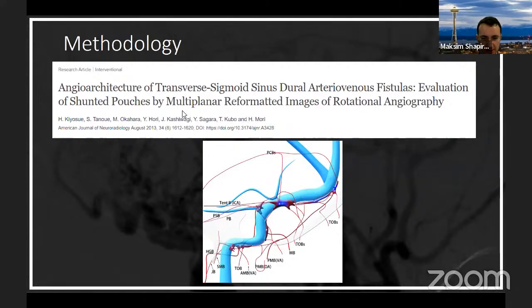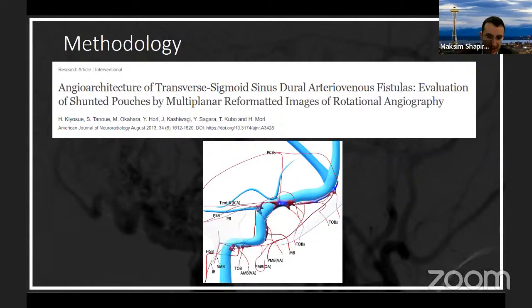Again, use of multiplanar images and rotational angiography, which is what we're going to get into too. This is switching a little bit to methodology. What methods do we use? This is one of the methods: these, quote unquote, advanced and now more and more common angiographic tools. You realize that the angioarchitecture of these fistulas often consists of these pouches that seem to be the recipients of a lot of the arterial supply to the fistula.